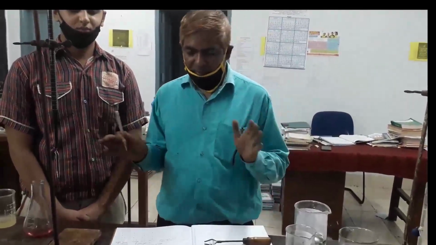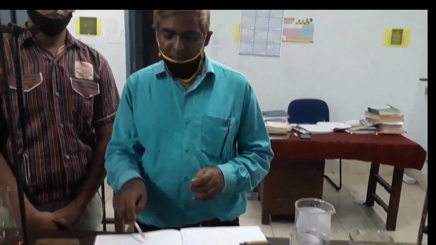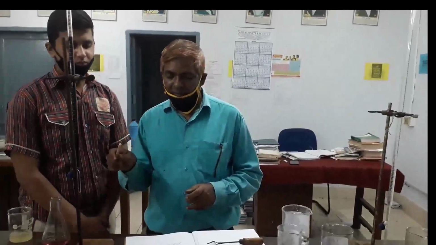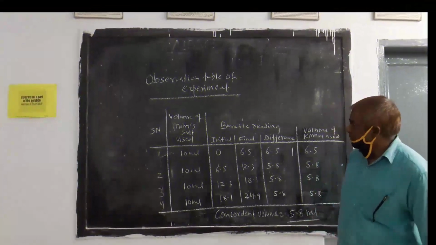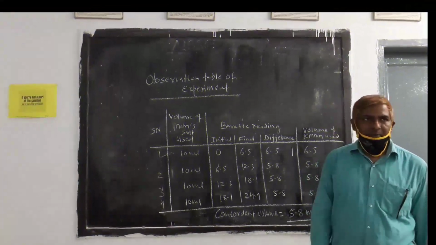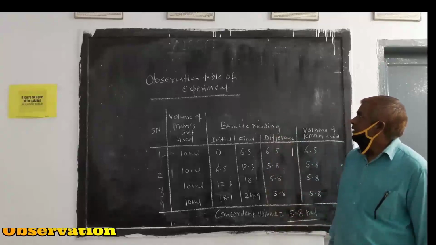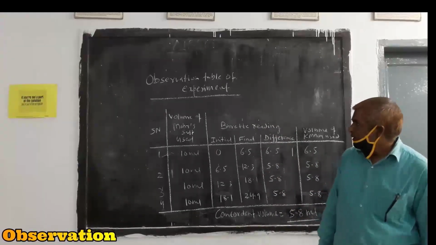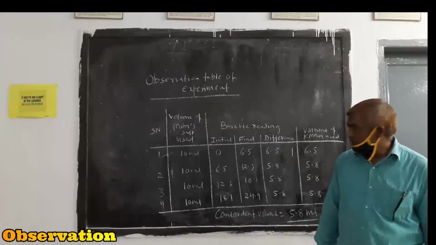I have made one observation table: serial number, volume of Mohr's salt solution used, burette reading. In burette reading, initial reading, final reading, difference, and volume of KMnO4 solution. Better, I am going to write now. I am going for the calculation part. Observation table of the experiment that I have observed with two more students, Saurabh Kumar and Tasin Raja.